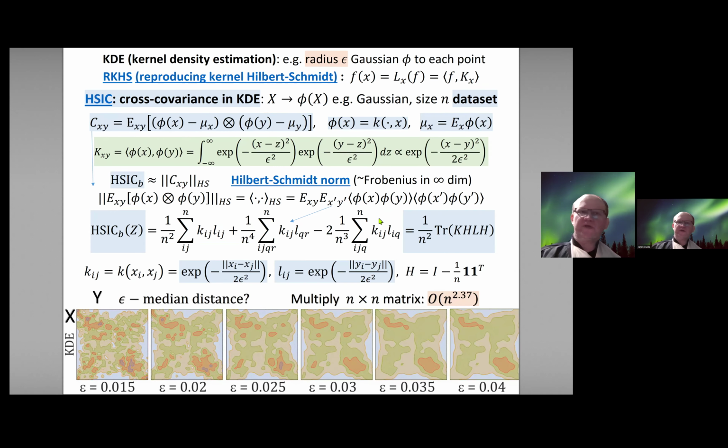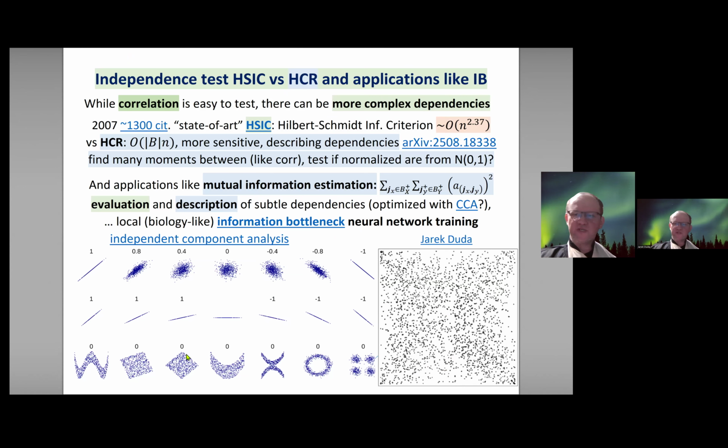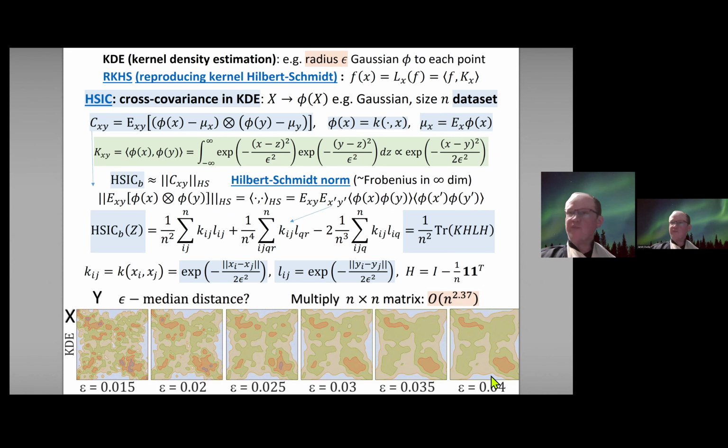Okay, so HSIC uses this reproducing kernel Hilbert space approach, where we have an operator which takes the value of a function, but in practice it's usually used with Gaussian kernels. So in every point we put a Gaussian and get this kind of density model. From these points we put a Gaussian in every point, and we get these densities depending on the width, the radius of this kernel. So the big question is how to choose it, and it's a very difficult question. There are some heuristics, but I don't think they are optimal.